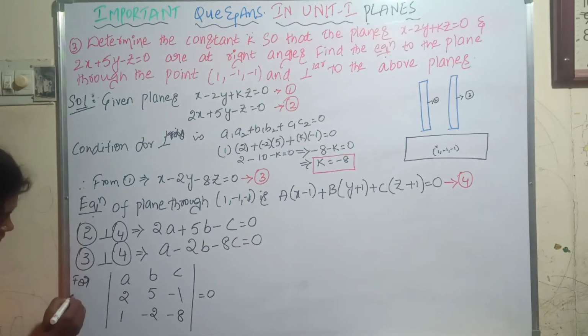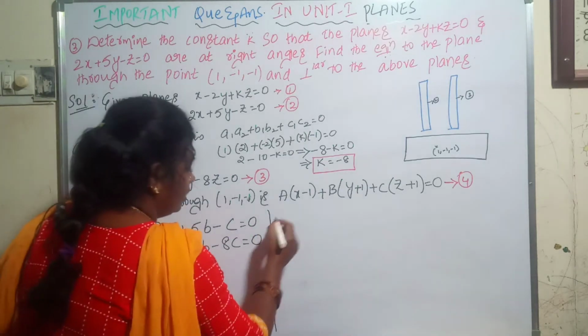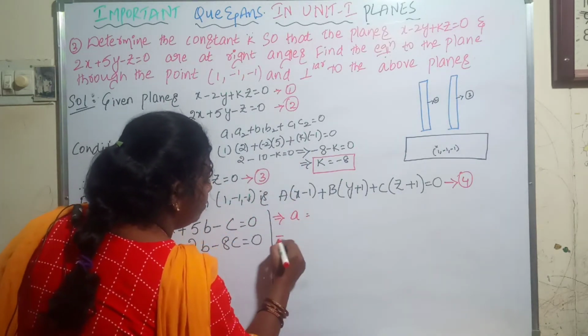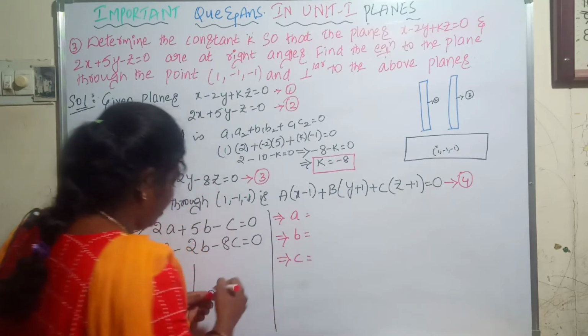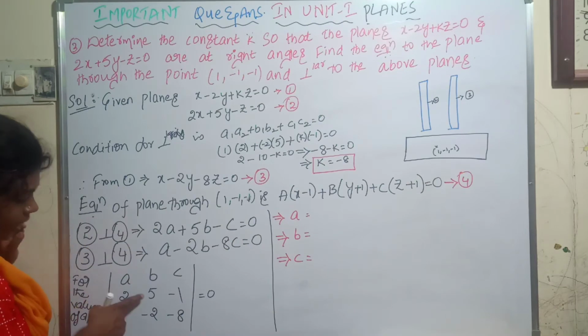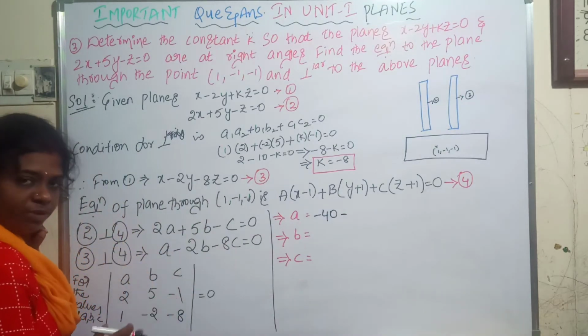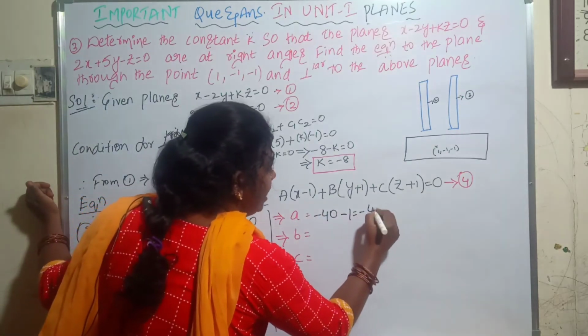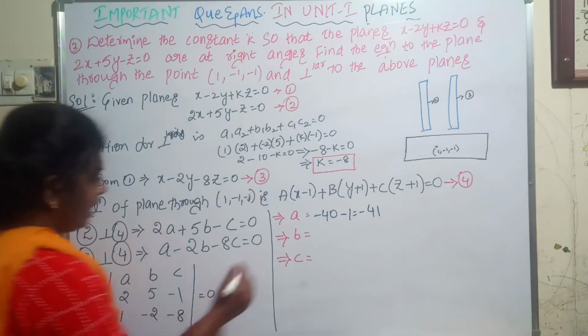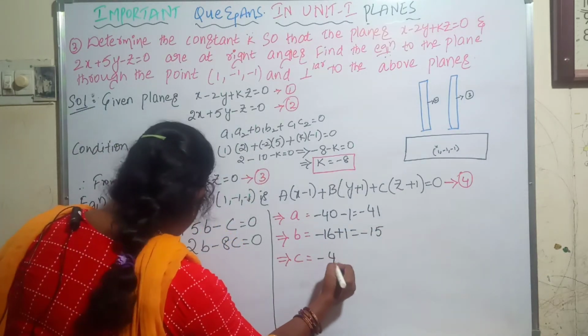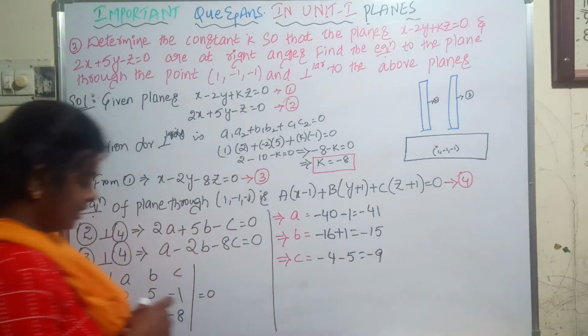For what are we doing this? For the values of a, b, c. That implies we find the a value, b value and c value. For a we will get 5 8s are 40, minus 40 minus bc, meaning minus 1 into minus 1, it will become plus 1, which is -41. And the b value is -16 plus 1, which is equal to -15, and for the c value we will get -4 - 5, which is equal to -9.